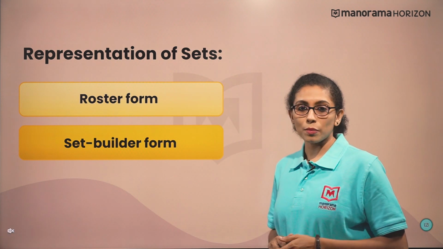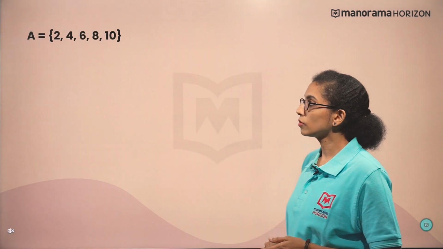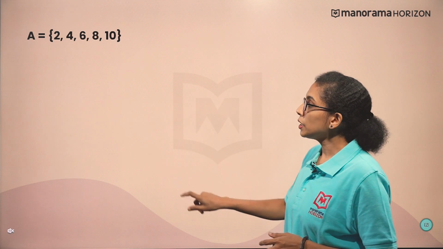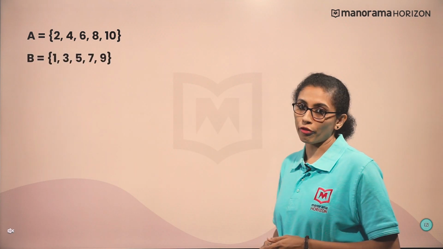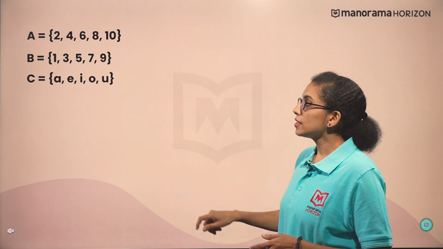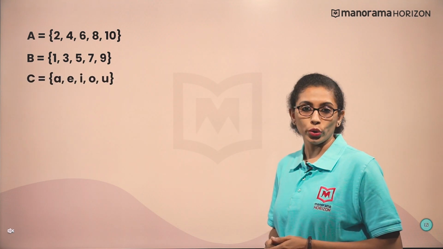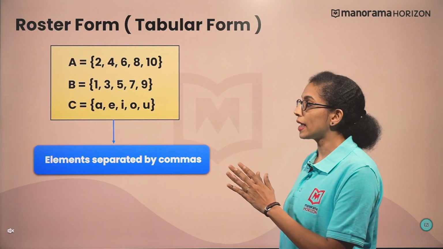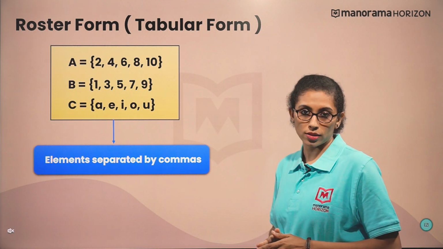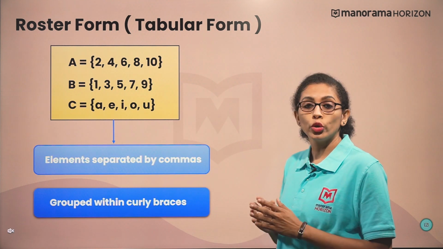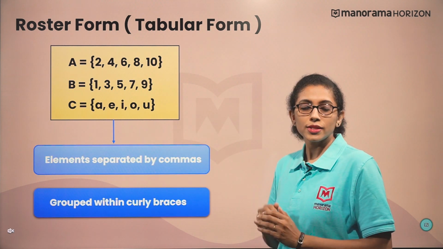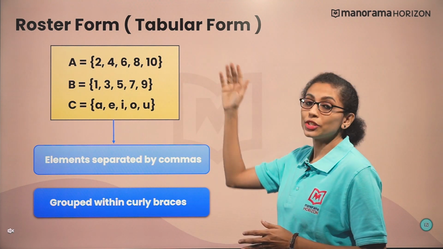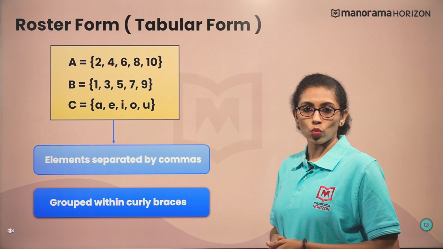Let's look at some examples of set. Set A is equal to {2, 4, 6, 8, 10}. Set B is equal to {1, 3, 5, 7, 9}. Set C is equal to {a, e, i, o, u}. As you can see on the screen, the elements in each set are separated by commas and they are grouped within the curly braces. Such a method of representation is called roster form, or it's also called tabular form. Let's discuss one example.